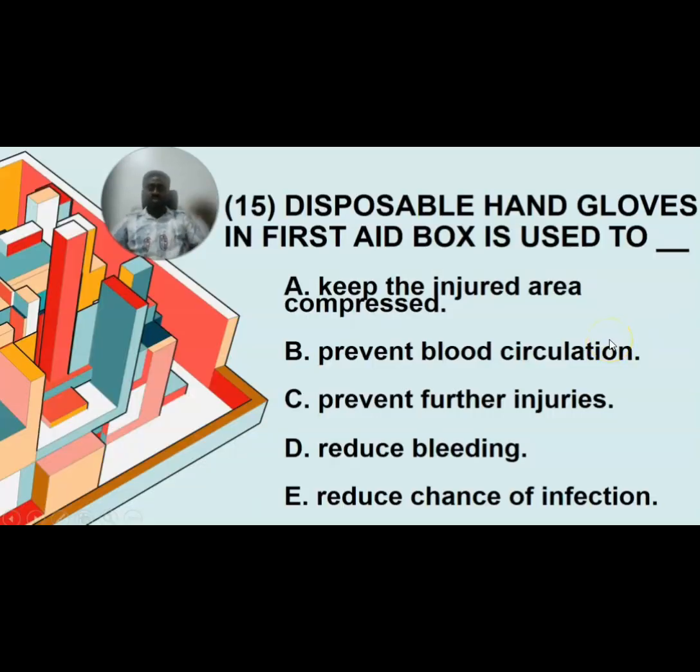Number 15 says disposable hand gloves in first aid box is used to dash. A, keep the injured area compressed. B, prevent blood circulation. C, prevent further injuries. D, reduce bleeding. E, reduce chance of infection. So what is the correct answer? Go, put it down in your biology note and let's review it together.